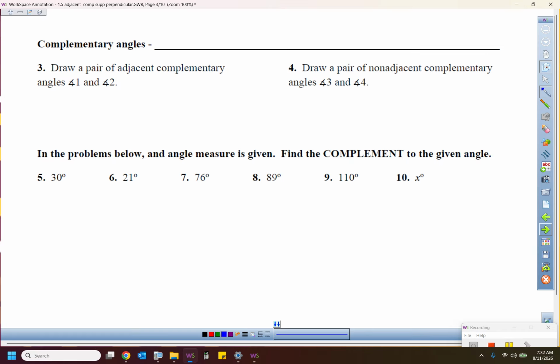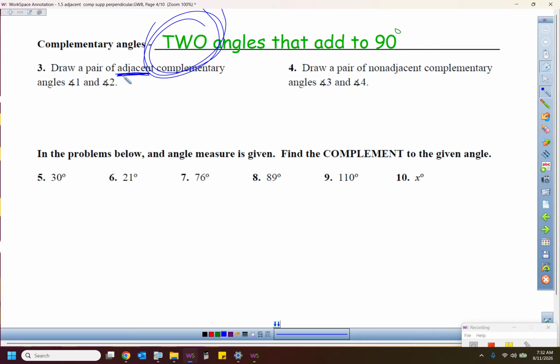Complementary angles, you probably heard that back in middle school. Complementary angles are two angles, not 3, not 4, not 1, 2 angles exactly that add up to be 90. That's the magic. It's got to be 2 and exactly 2. So draw a pair of adjacent, means they got to touch and not overlap. Complementary means they got to add up to be 90 degrees, angles 1 and 2.